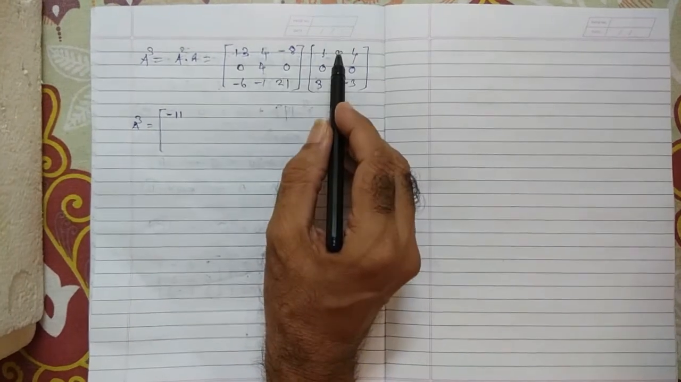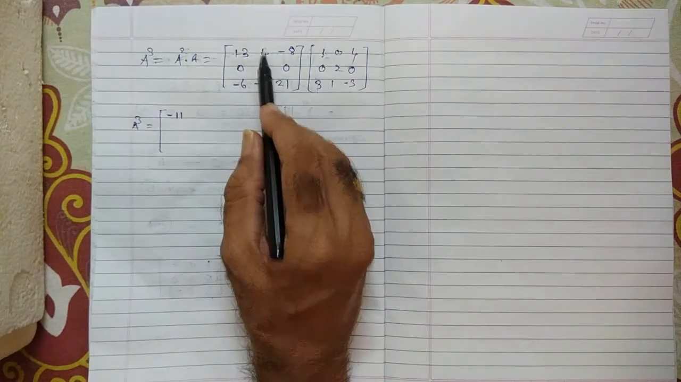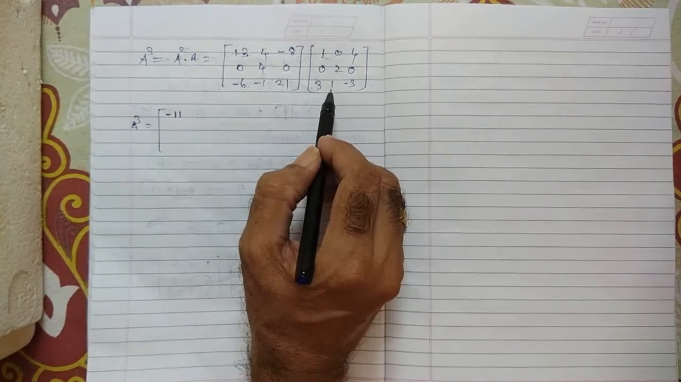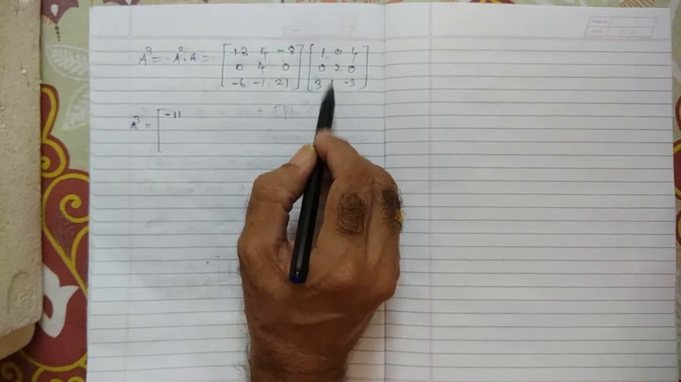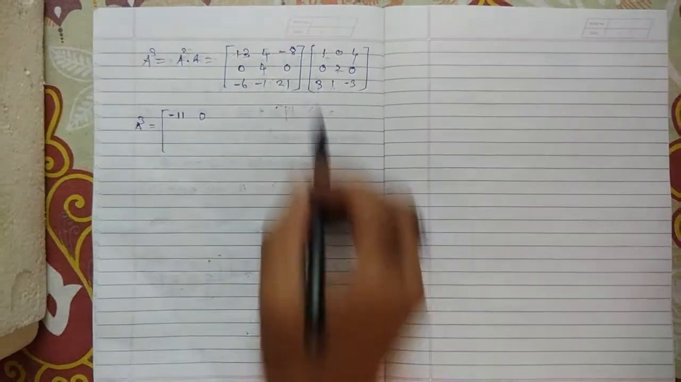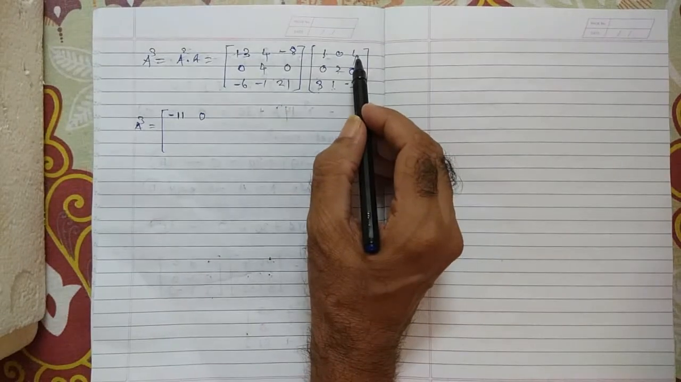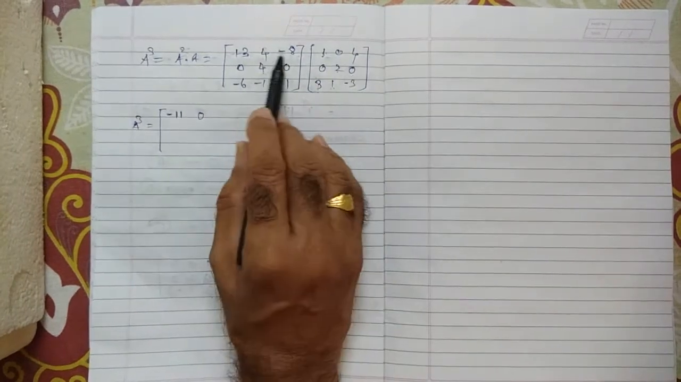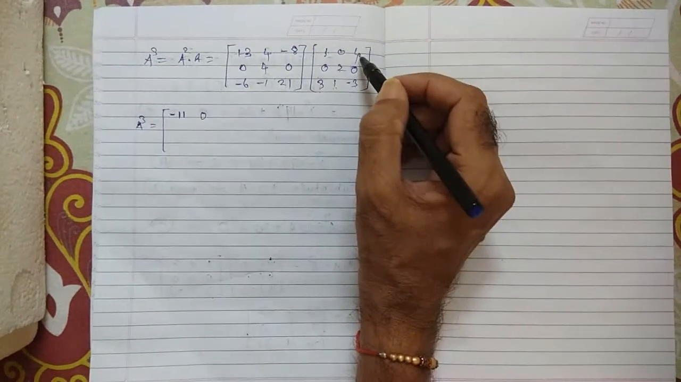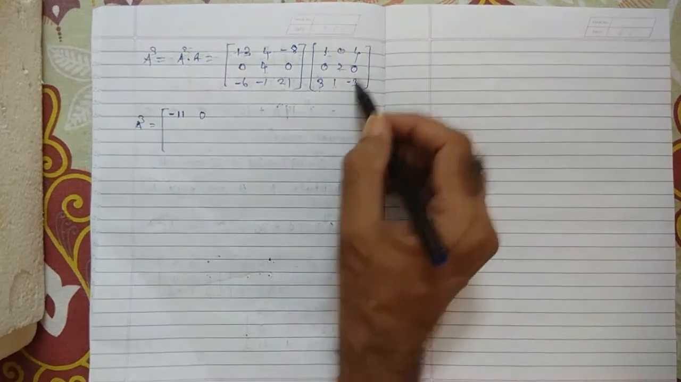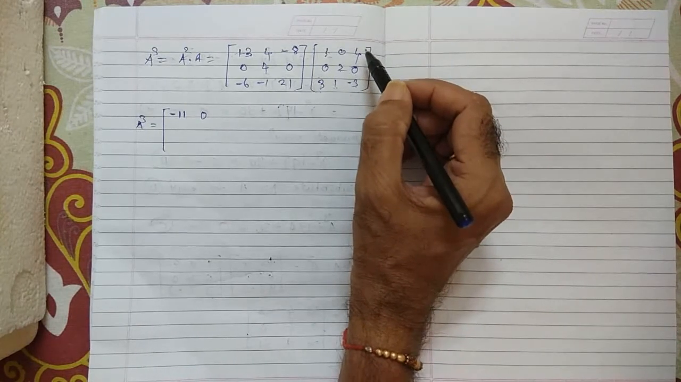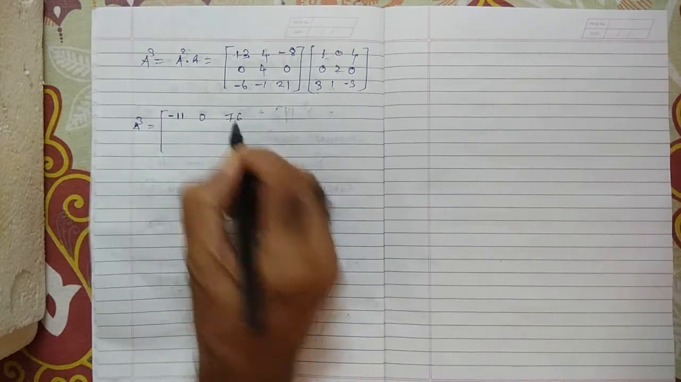Now 13 into 0 that is 0, 4 into 2 that is 8, and minus 8 into 1 that is minus 8. Minus 8 plus 8, so this becomes 0. 13 into 4 that is 52, 4 into 0 is 0, minus 8 into minus 3 that is 24. 24 plus 52 that is 76. So this becomes 76.